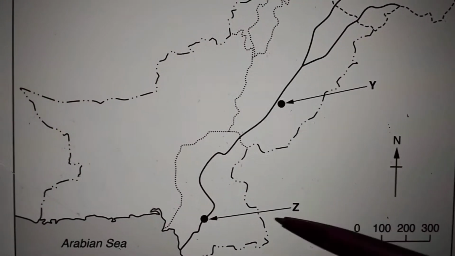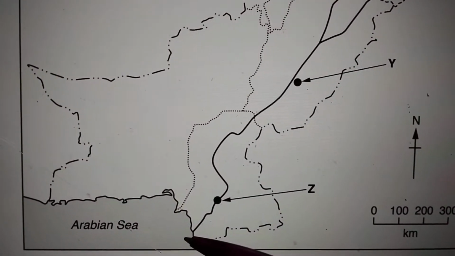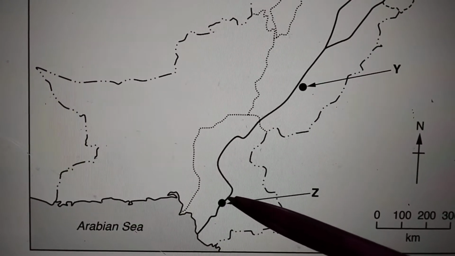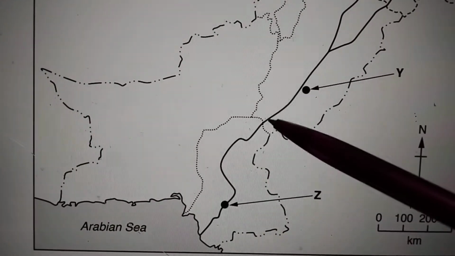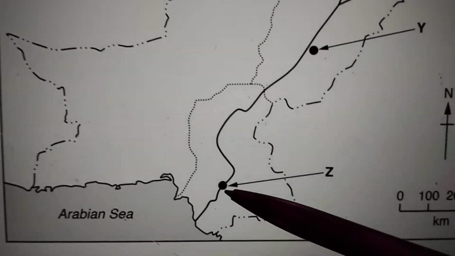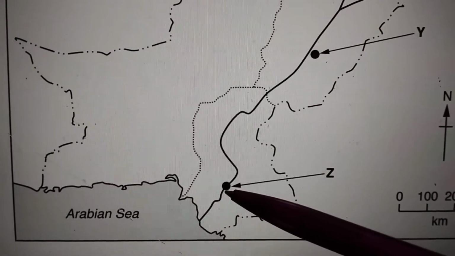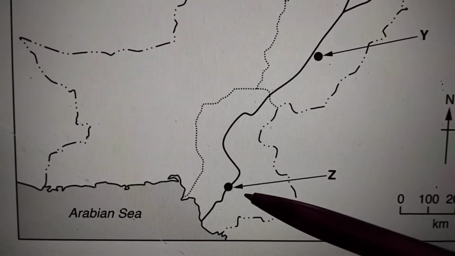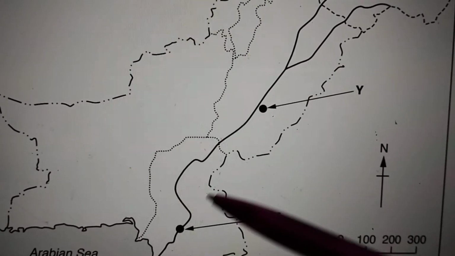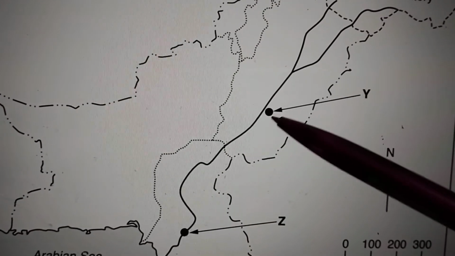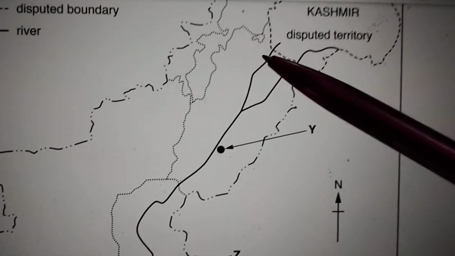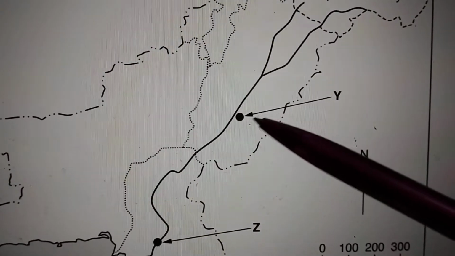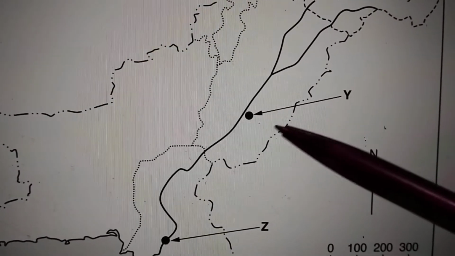If you can see, from the Arabian Sea, from Karachi, if you're moving towards interior Sindh and then upper Sindh, this particular city will be Hyderabad. So Z is going to represent Hyderabad. We are moving into Punjab now, and this is south of Punjab. If you can see this part over here, the city will be a big city, which is Multan.